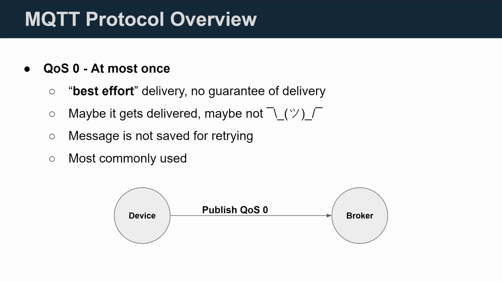Now, with QoS 0, the broker does not acknowledge receipt of the message, and the message is not stored or retransmitted by the sender. QoS 0 is best suited for a stable network or non-critical data. Imagine something like a rain gauge sensor that reports data every minute. So a couple of minutes of readings lost here and there is probably okay.